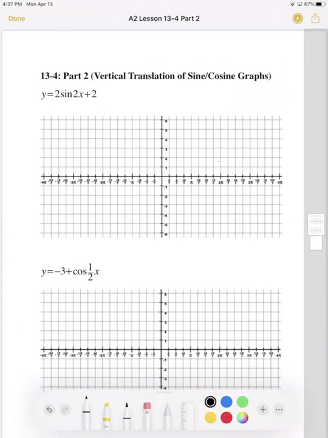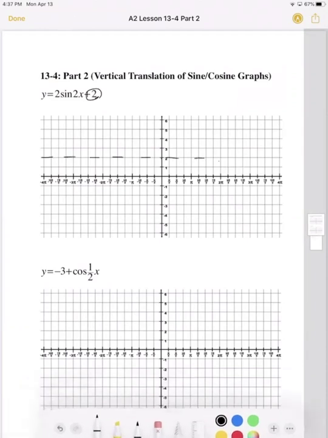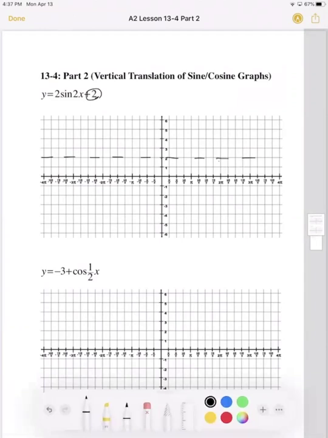Now, I've got a plus 2 here for my vertical shift. So I'm first going to just do my midline there. You don't have to do this. It kind of makes your graph a little bit messier, but I'm going to go ahead and do it. Okay. Now, I notice here that I have an amplitude of 2. My A value is 2. And then my B value is also 2.